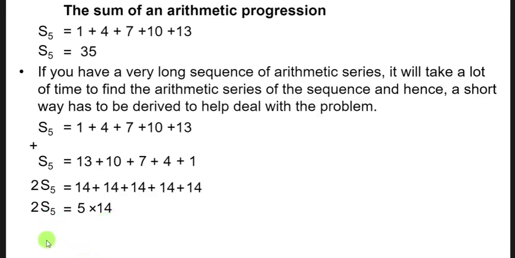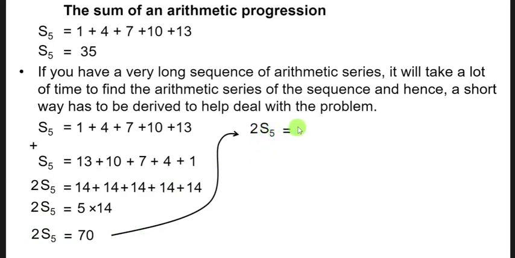So we are going to say, all right, so say 2s5 is equal to 5 times 14, which gives us 70. Then now we want to remain with the sum here. So the space is not enough. Let's push here. So 2s5 is equal to 70.